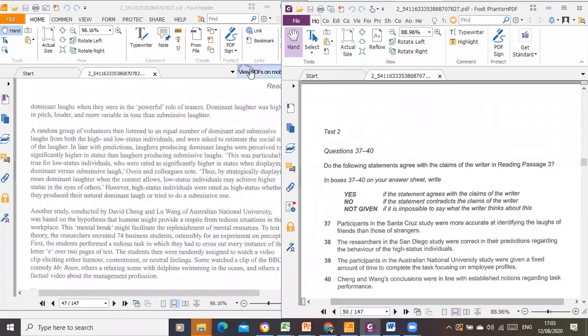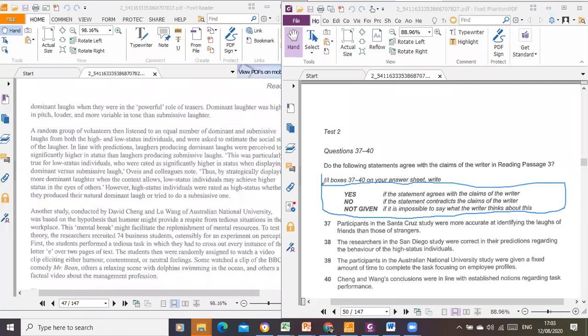Because we have a lot of people who are just joining us, as I attempt the questions I'm still going to talk about those things you need to keep at heart for yes, no, not given and true, false, not given. The question says, do the following statements agree with the claims of the writer in reading passage 3? Don't forget, we are still considering Cambridge IELTS 15, test 2, and this is passage 3.